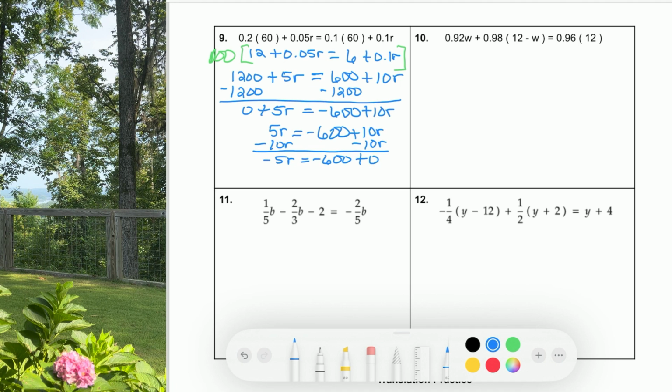Okay, plus 0. So now I have negative 5r equals negative 600. Divide both sides by negative 5, and end up with r equals 120.